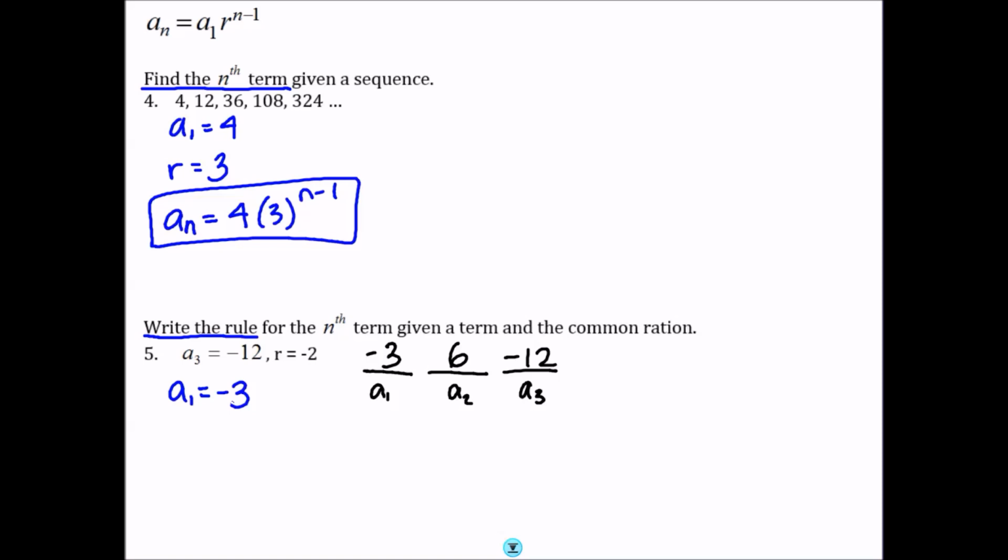The other way to figure this out is to plug in -12 for a sub n, -2 for r, and 3 for n, and then solve for a sub 1. When we write our rule, we have a sub n equals -3 times -2 to the n minus 1 power.